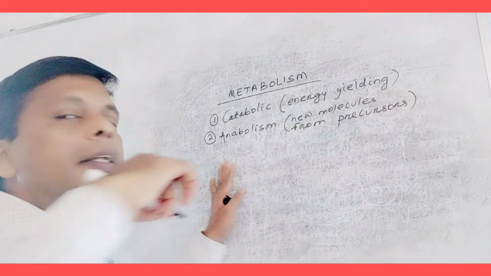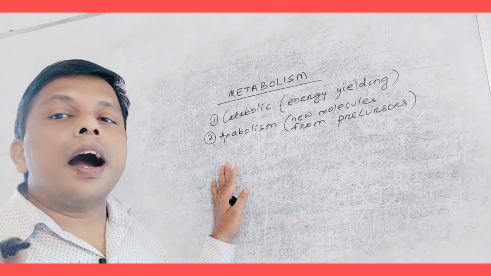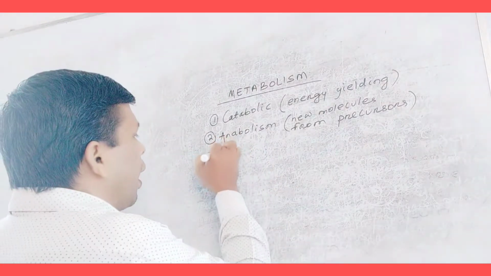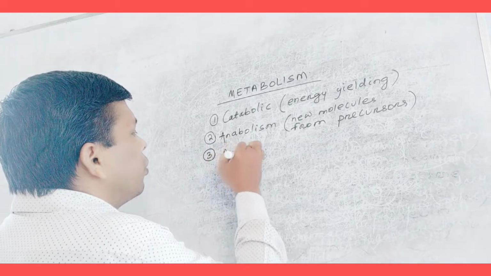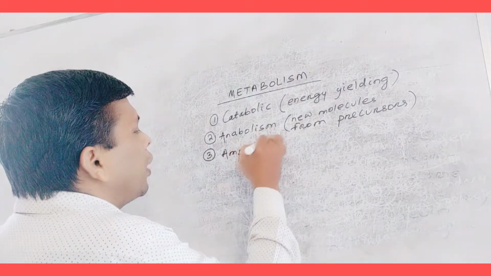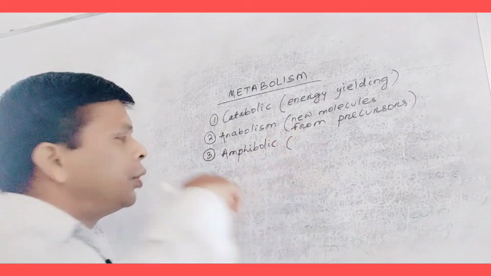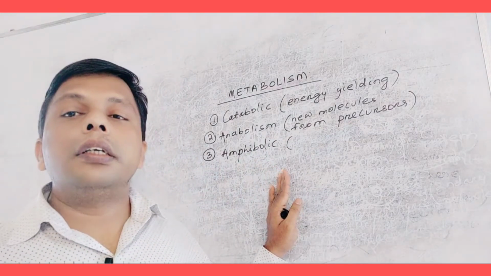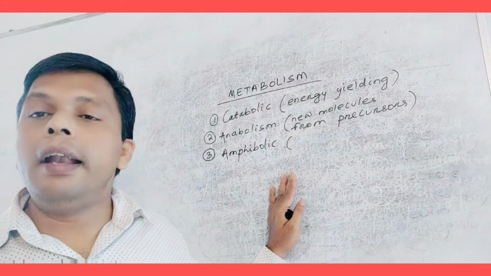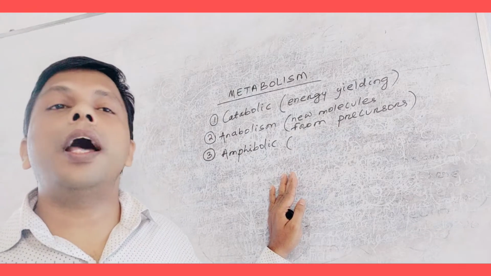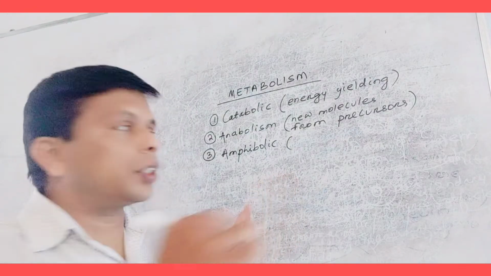Okay. Then there is the amphibolic pathway. Amphibolic means, amphi means both. Here it deals with yielding energy as well as synthesis of new molecules.